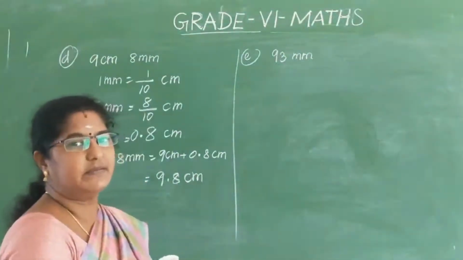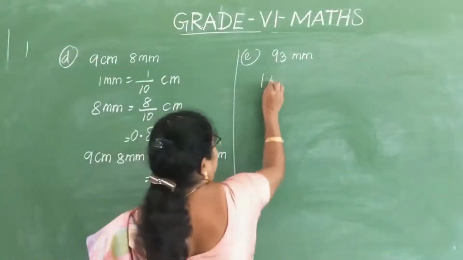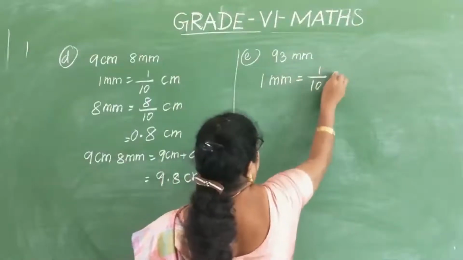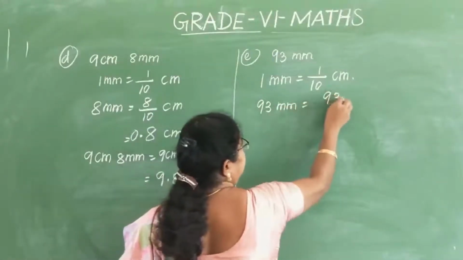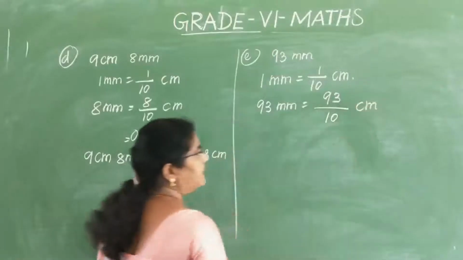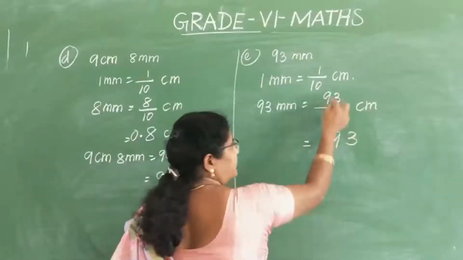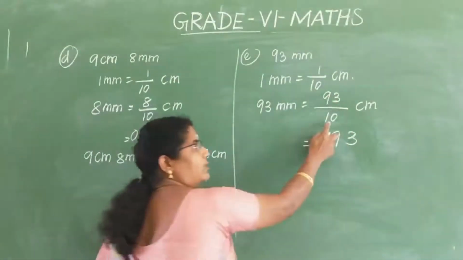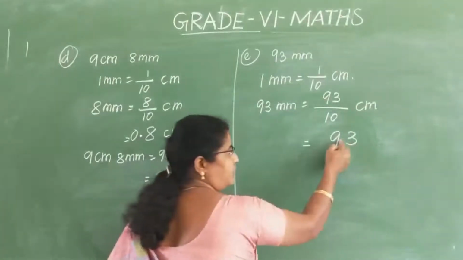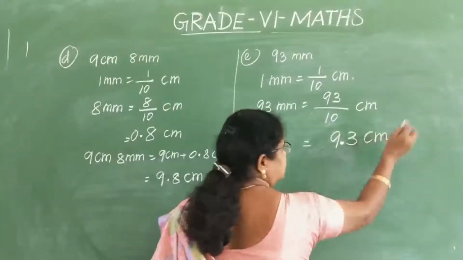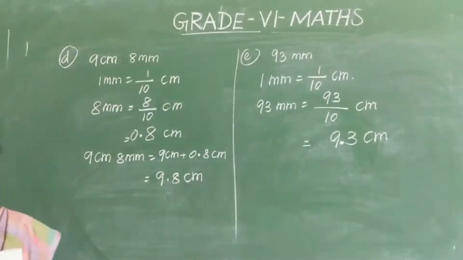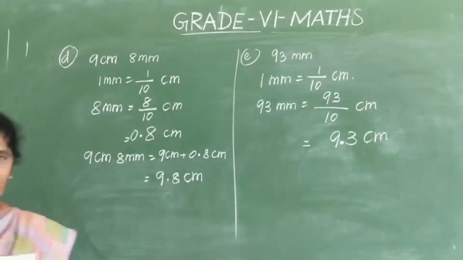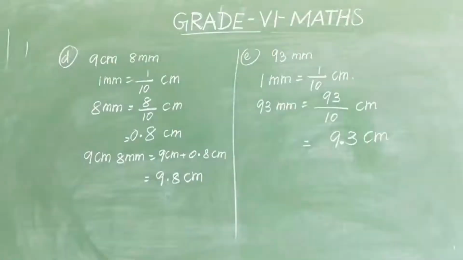E, 93 millimeter. It's like the previous problem. 1 millimeter equal to 1/10 centimeter. Good. Likewise, 93 millimeter equal to 93/10 centimeter. Write in the decimal. Whatever your number in the numerator, we write that. Only 1 zero in the denominator. Before 1 digit, we keep the point. 9.3 centimeter. Here, we understand. Likewise, whatever units, if it is in liter or in grams, same way we have to convert. When we convert from lower unit to higher unit, we have to divide. That's all. Okay. Write down this.